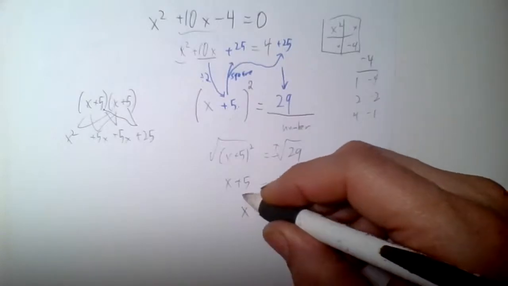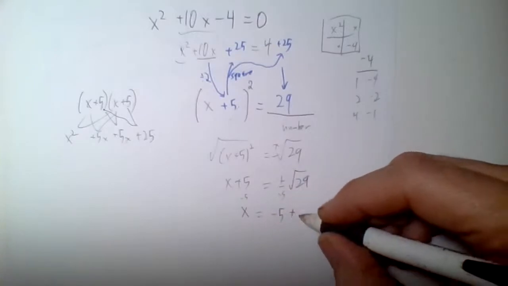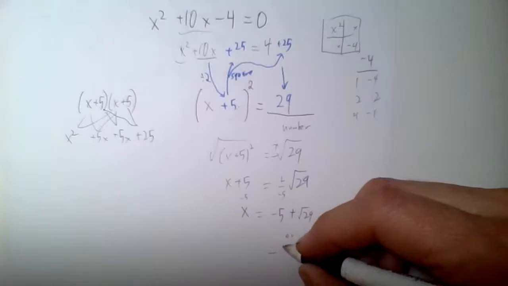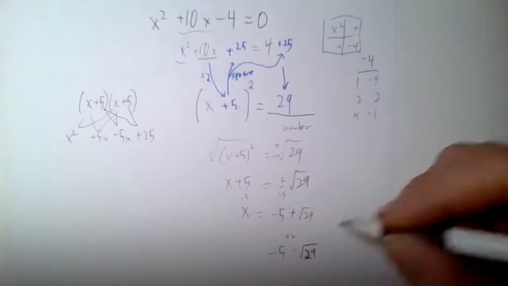But that's your solution. Subtract 5 now. We get negative 5 plus the square root of 29, or negative 5 minus the square root of 29. Those are the two values that work on this thing.